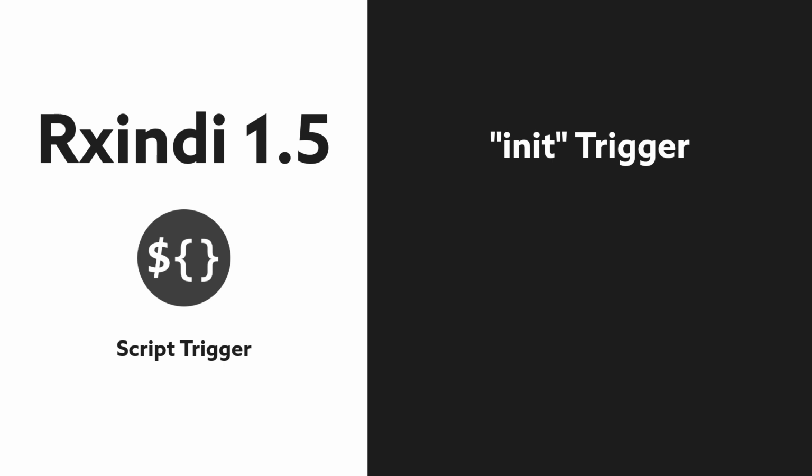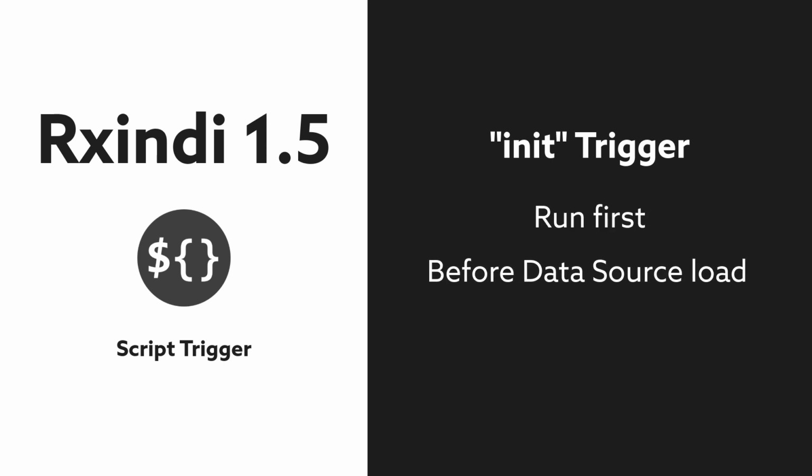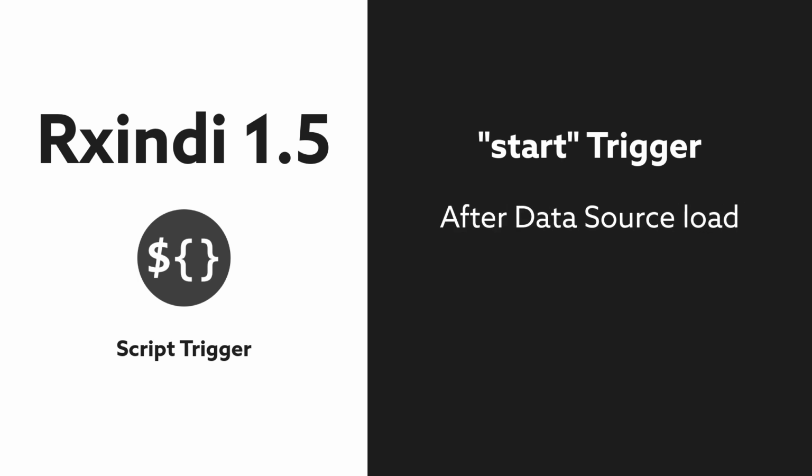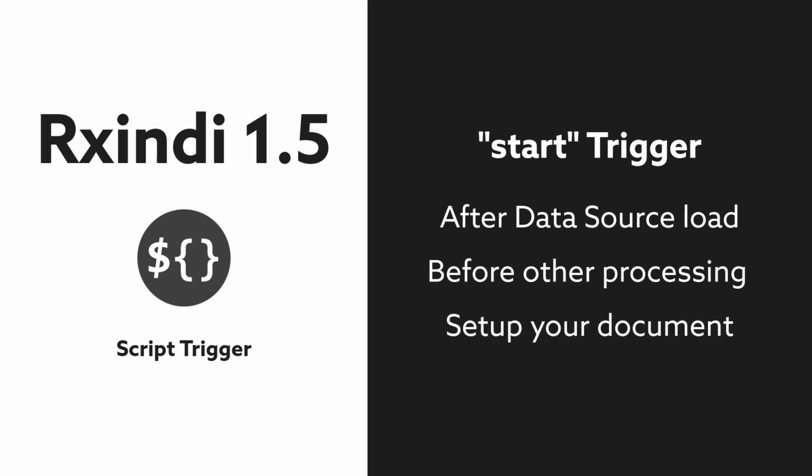Scripts with an init trigger run first, before any other processing, and even before the data source is loaded. In fact, from scripts with this trigger, you can return the path to a custom data source, which the script may have prepared itself. Scripts with a start trigger run after the data source is loaded, but before any other processing. This is useful for setting up global values and styles in the document.